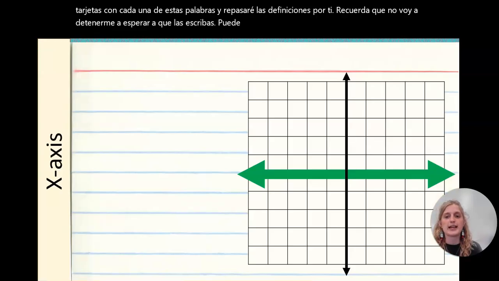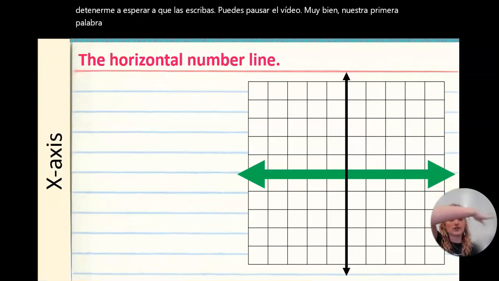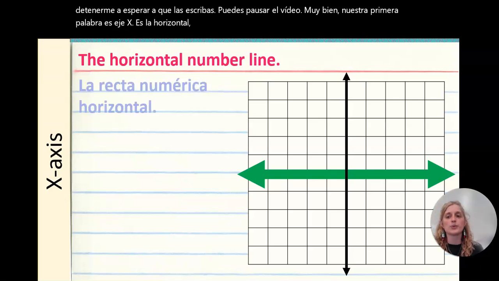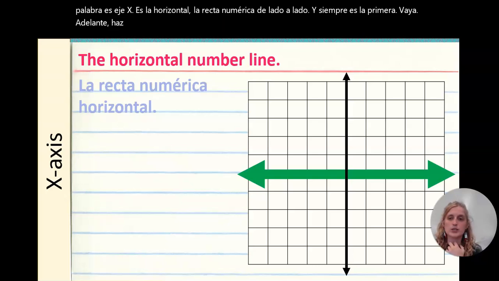All right, our first word is x-axis. It is the horizontal, the side-to-side number line, and it's always the first one. Oops. Go ahead and pause there. Remember that you don't need to write down both languages, but you do need to do the drawing.